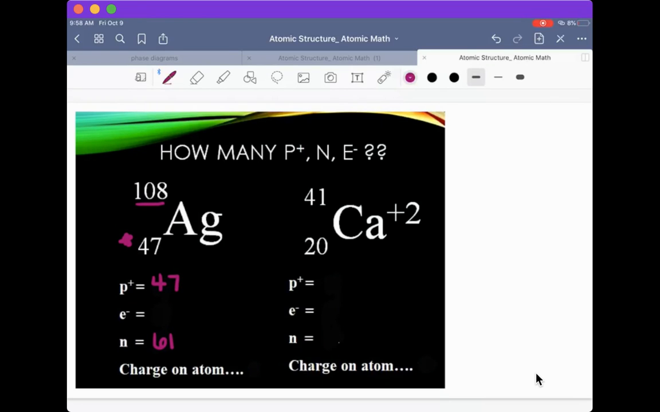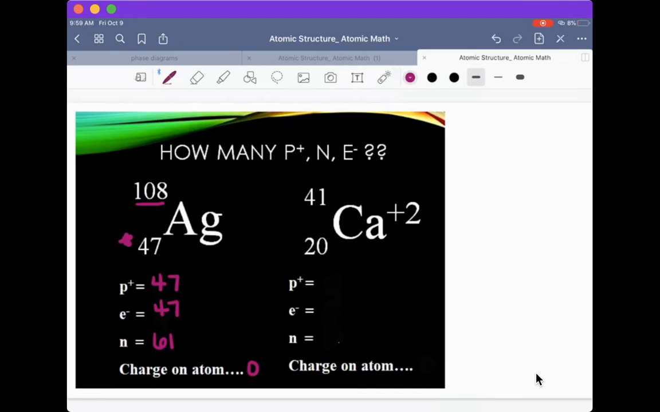All right, so in this nuclear symbol, we have no charge written, so we assume that it is a neutral atom. It has zero charge. Whenever something has a zero charge, that means it has the same number of protons as electrons, because the positive and negative charges cancel each other out. So if there are 47 plus charges, that means this atom must have 47 negative charges. So we have a zero charge.